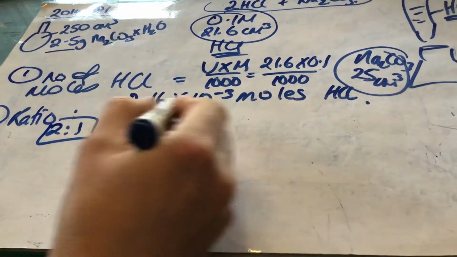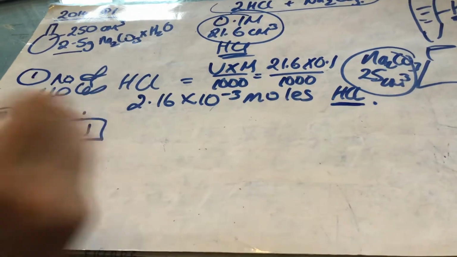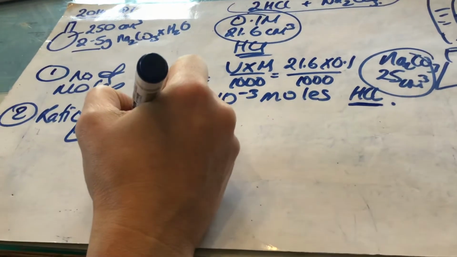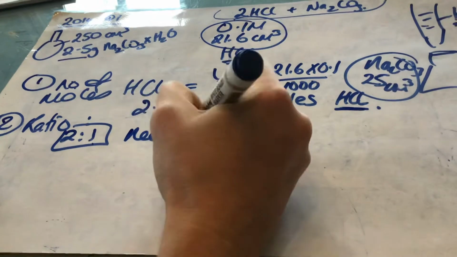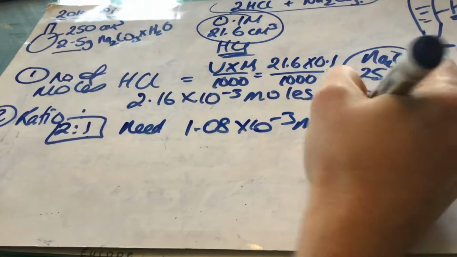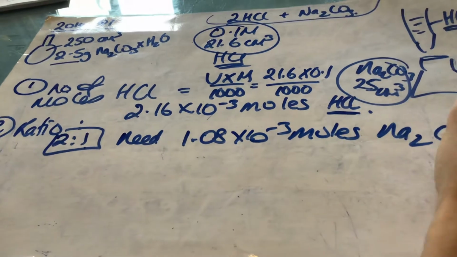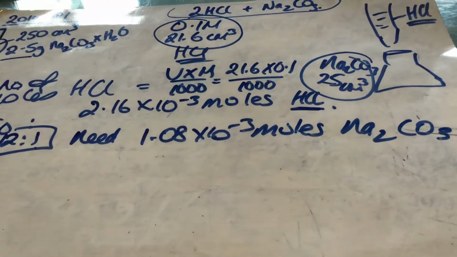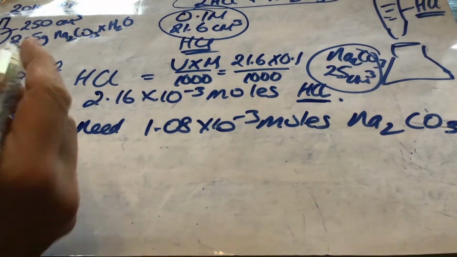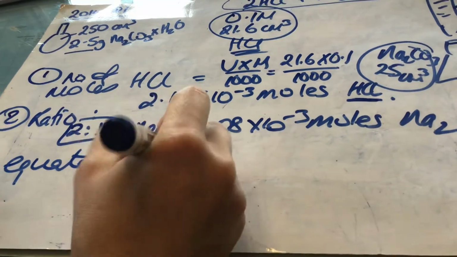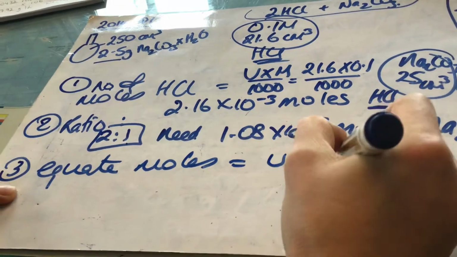And so what you're going to have to do, well, 2 moles of HCl for every 1 mole of sodium carbonate, so you're going to halve the number of moles. So you're going to need 1.08 by 10 to the minus 3 moles of the sodium carbonate, okay? That's the number of moles that will be required to neutralise the 2.16 by 10 to the minus 3 moles of HCl, okay?